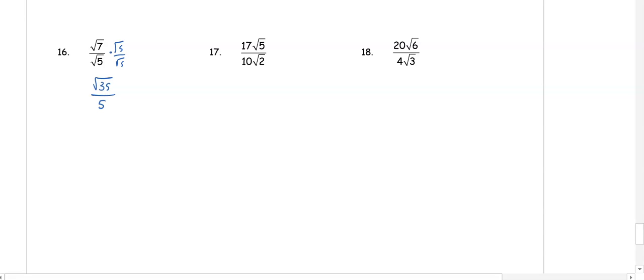In number 17, we can multiply by root 2 over root 2. So we get 17 root 10 over 10 times 2, which gives us 17 root 10 over 20. Again, we cannot reduce that. In 18, notice that these do reduce with each other again. So that gets us root 2, and 20 is divisible by 4, so that gets us 5.